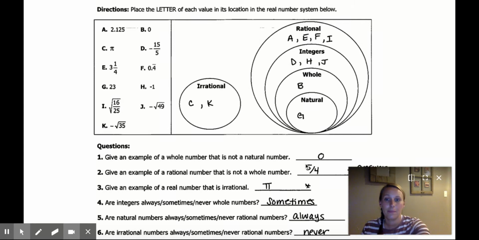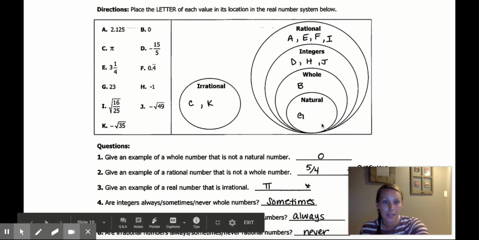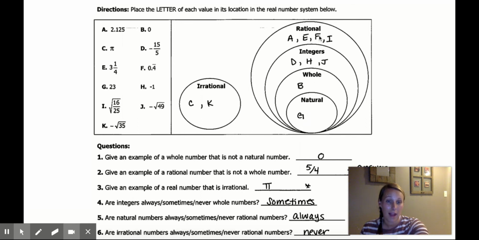For example, letter G is a natural number. Now, it's also a whole number, integer, and rational, and real, but you didn't need to write G, G, G, G, because if we know that it's a natural number, then we also know that it's included within the realm of these other classifications. So I'm not sure if those instructions were unclear or not, but go ahead and just grade yourself based on like 1 point each.